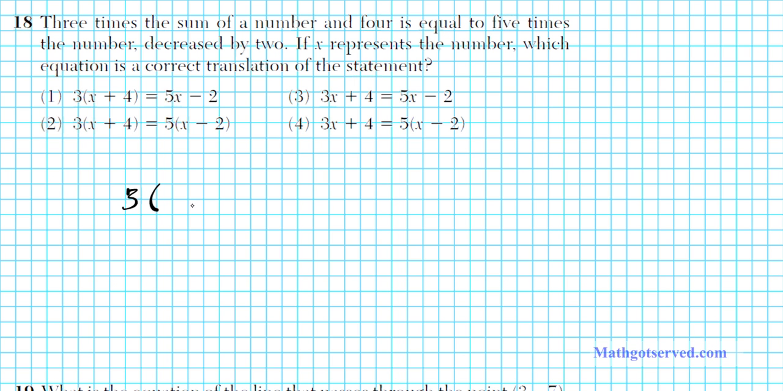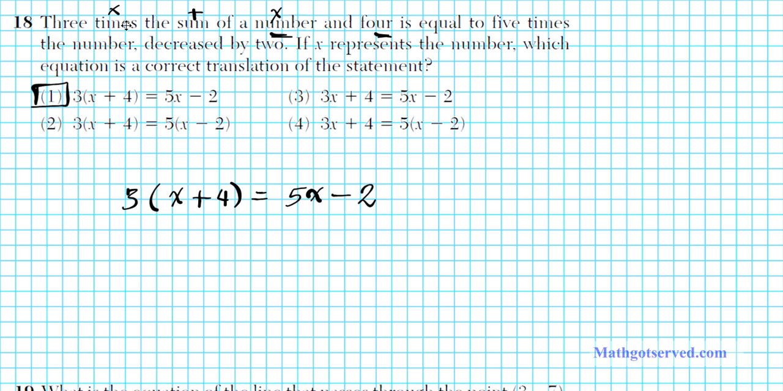So you have 3 times what? The sum of a number. What is that number? That's x. So x and 4. Sum basically indicates addition. So 3 is being multiplied by the sum of a number, which is x, and 4. Is equal to, we know what that equal sign is, 5 times the number, so you multiply the number by 5 and decrease it by 2. Decrease is minus, right? So we have 3 times (x + 4) equals 5x minus 2. So the answer is option number 1.